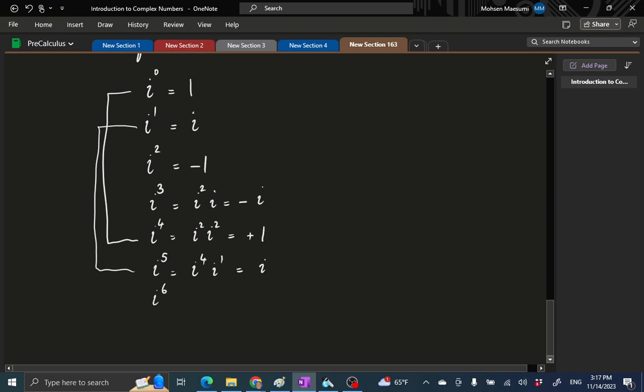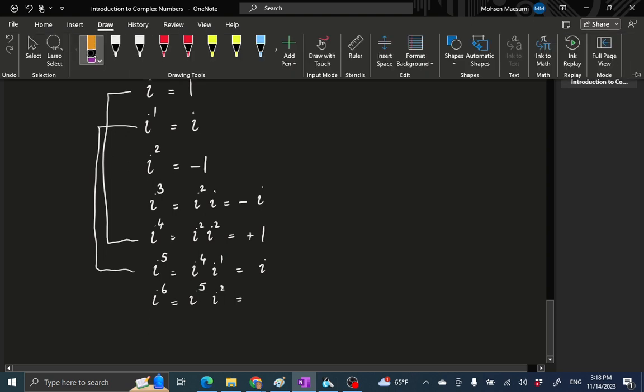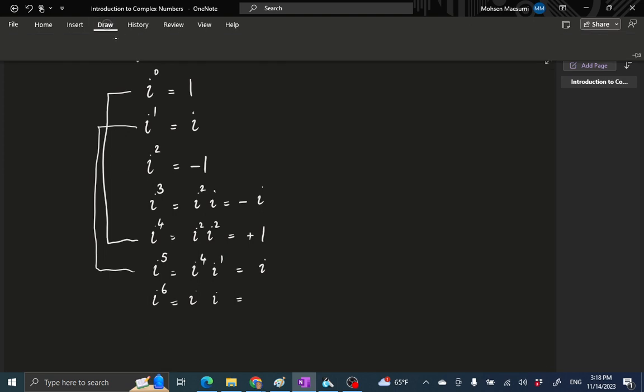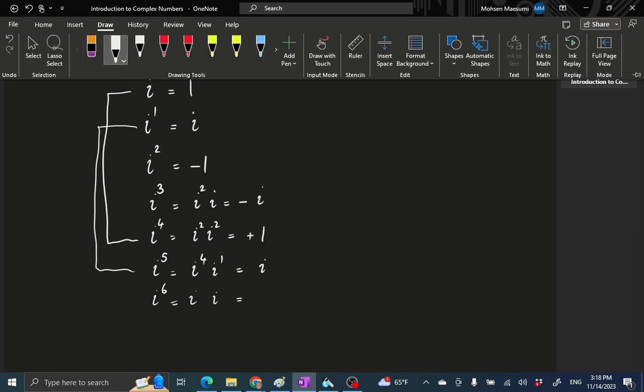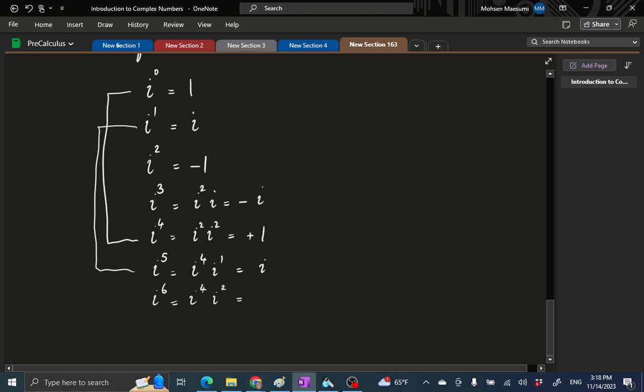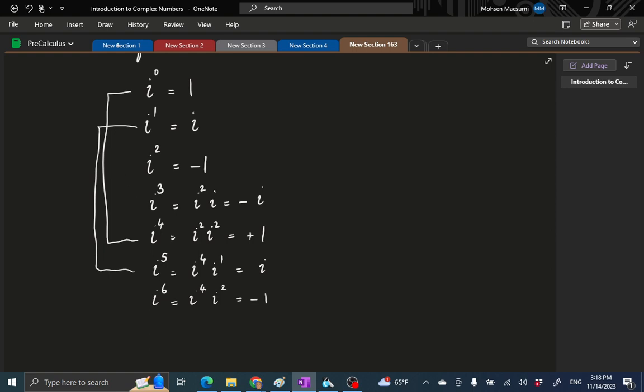Same way for other powers. i to the power of 6 is i to the power of 4 times i to the power of 2. i to the power of 4 is 1, and i squared is -1, so I go back to -1, so this is the same as this, and so on. i to the power of 7 is i to the power of 4 times i cubed. i cubed already is -i, and i to the power of 4 is 1, so this becomes -i.